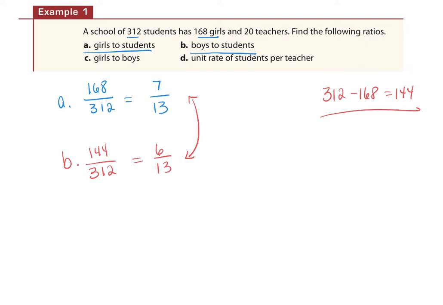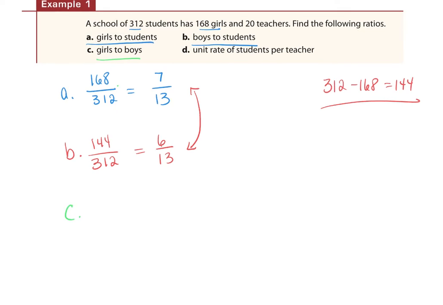Now they ask for it a little bit differently. Girls compared to boys. Well, if I were to look at this one, I'm going to take my girls, which is 168, compared to my boys, which is 144. What do you think that reduces to? 7 over 6. Yeah. So once you've reduced one of these, when you only have 2 options, you've kind of figured it out.